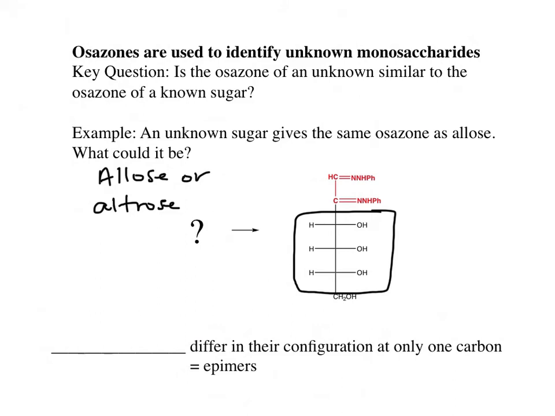Sugars that differ in their conformation at only one carbon are called epimers. Allose and altrose differ only at the top. It's only at one carbon. So these guys are epimers, and they only differ at the top carbon. Epimers is very general. You could differ somewhere in the middle. Just one carbon, it's called an epimer.